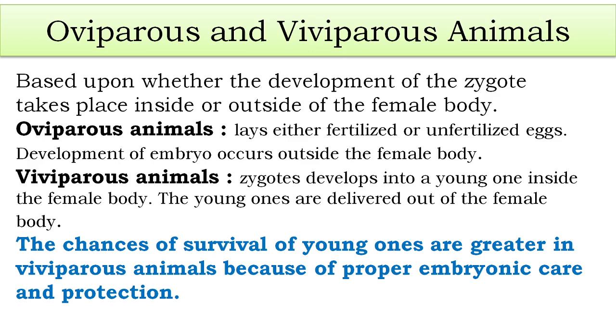Young ones are delivered. Right, so that is viviparous animals. You can also look for ovoviviparous. You can look for that particular term in Google. Let us not bother about that.